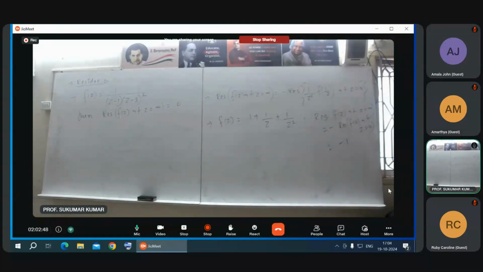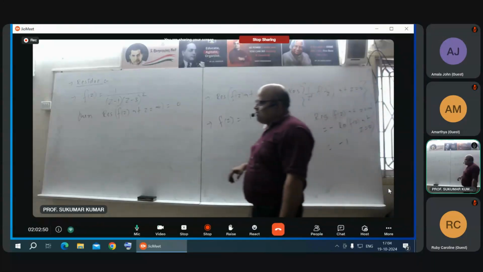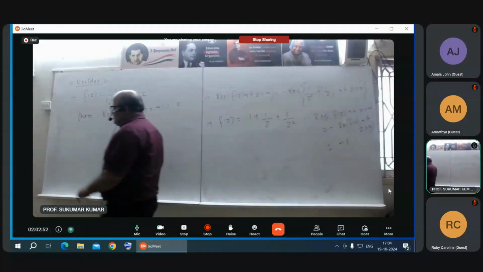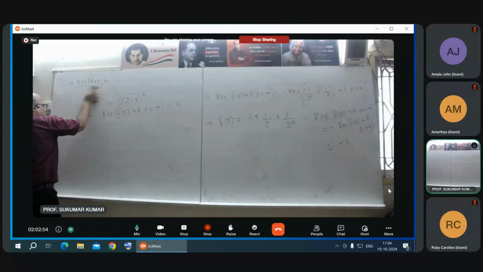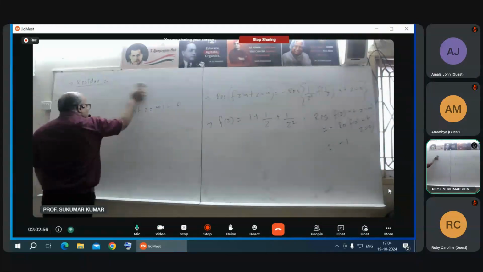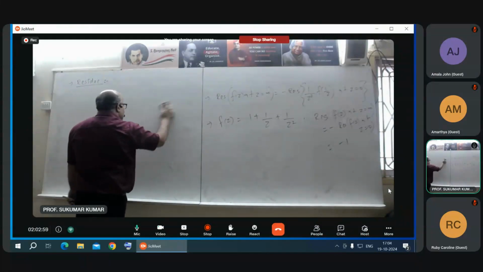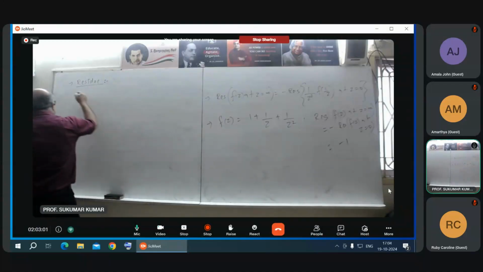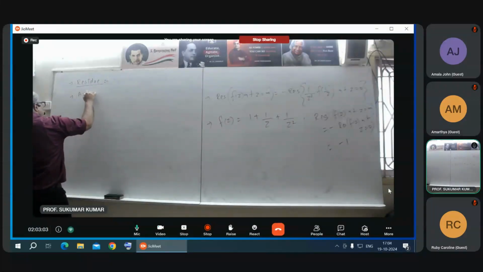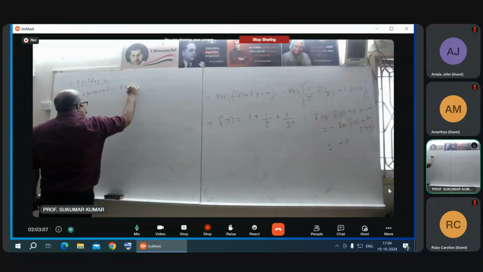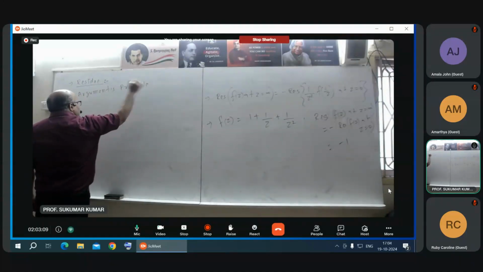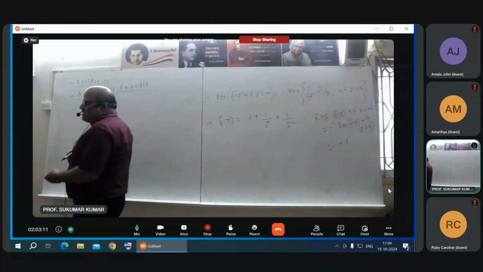Okay, try to catch soon. This is very easy. Argument principle we will see. From here, this theorem, its statement.